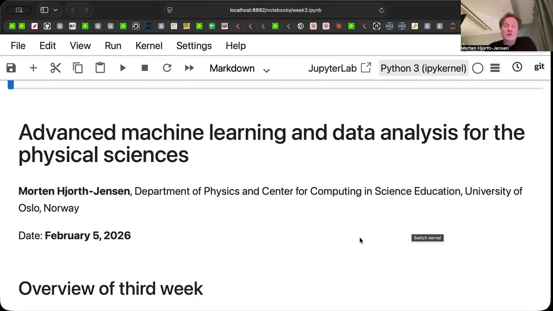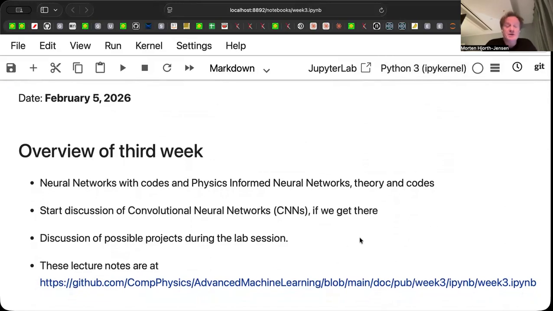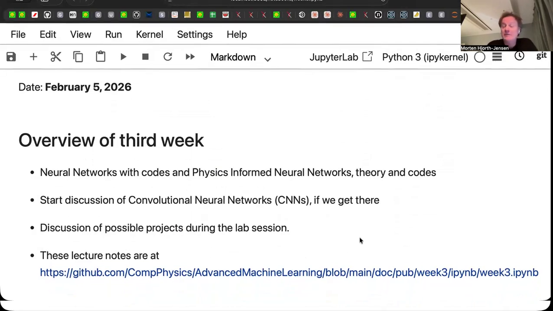So just a quick overview of the plans for this week. The main emphasis this week is to look at neural networks with codes and physics-informed neural networks. Essentially what this means is that we are going to use neural networks to solve differential equations, ordinary ones and partial differential equations. And if we get time, we will start with convolution neural networks. If not, that will be the main topic which we will start with next week.